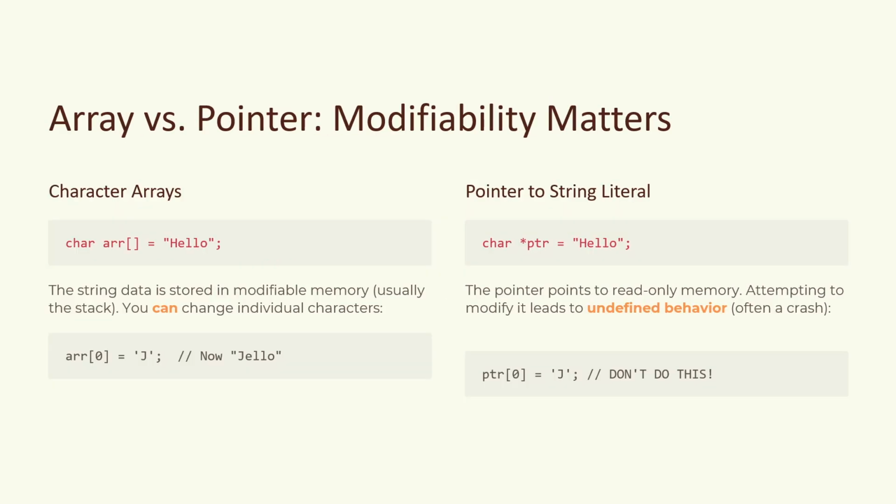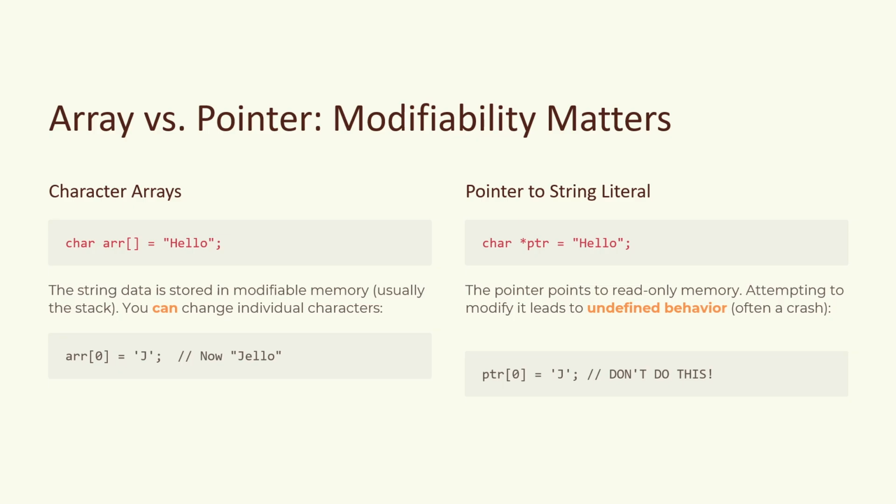Next, we are going to see array versus pointer. There is an important conceptual difference between character arrays and string pointers. When a string is stored in a character array, the data resides in writable memory, allowing individual characters to be modified. For example, we can change letters within the array without issues.